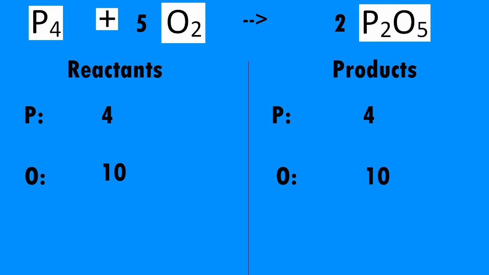Looking at the phosphorus atoms, we can already see that they are balanced since 4 atoms of phosphorus on the left side is equal to 4 atoms of phosphorus on the right side.